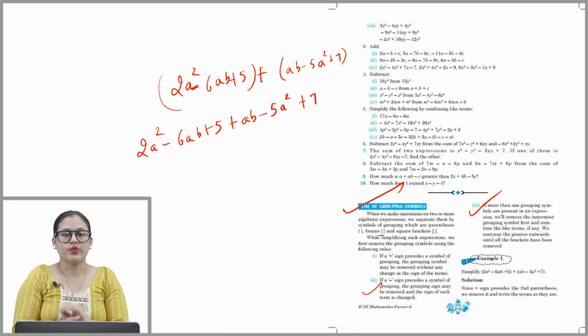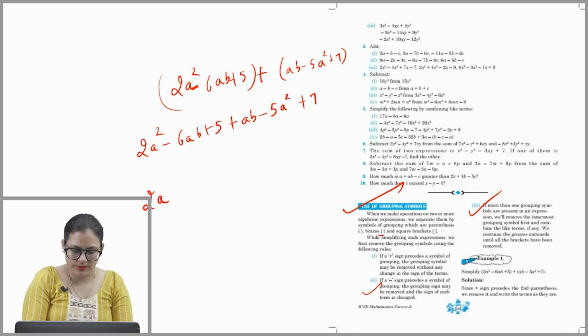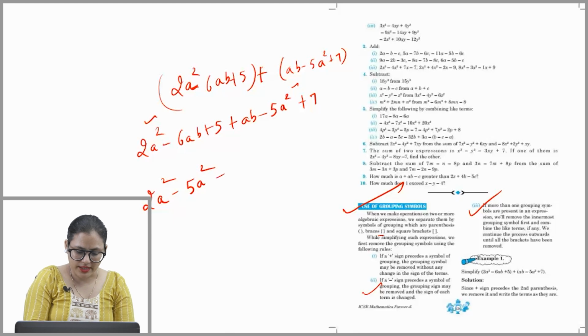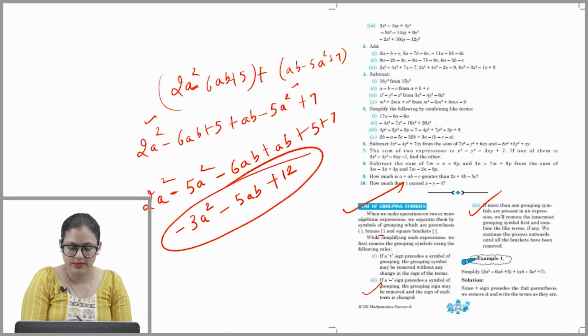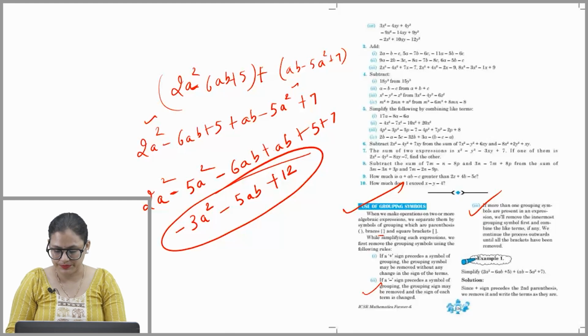Now, what will we do? We will group like terms. Okay, 2a square, these are like terms. Then minus 6ab plus ab plus 5 plus 7. Okay, 2a square minus 5a square is minus 3a square. Minus 6 plus 1 is minus 5ab, and 5 plus 7 is what? 12. So, this is the answer. After simplifying, we got this.